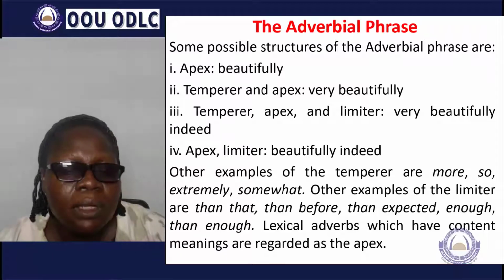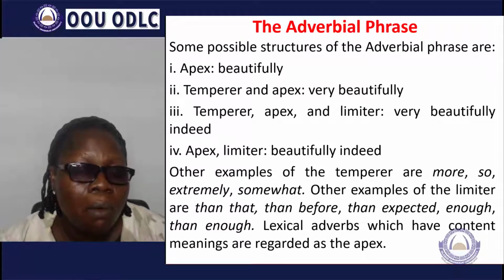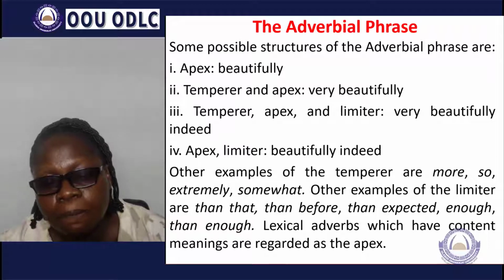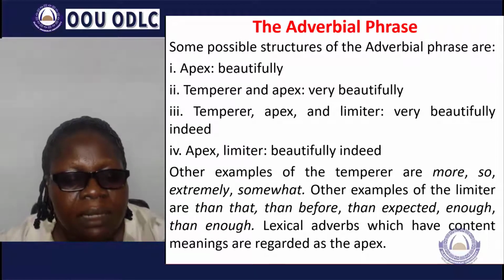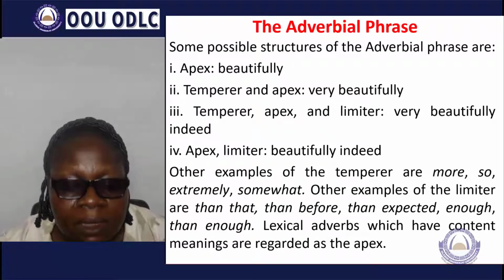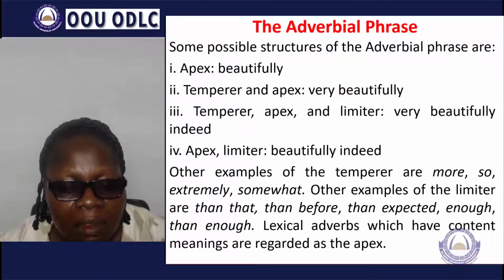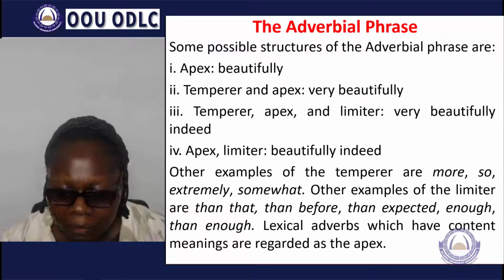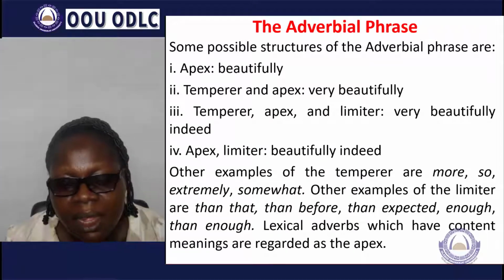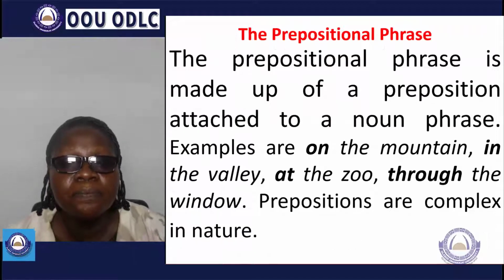phrase. Other examples of the temporal are more, so, extremely, somewhat, and so on. Other examples of the limiter are than that, than before, than expected, enough, than enough. Always remember that the lexical adverbs which have content meanings are regarded as the apex.